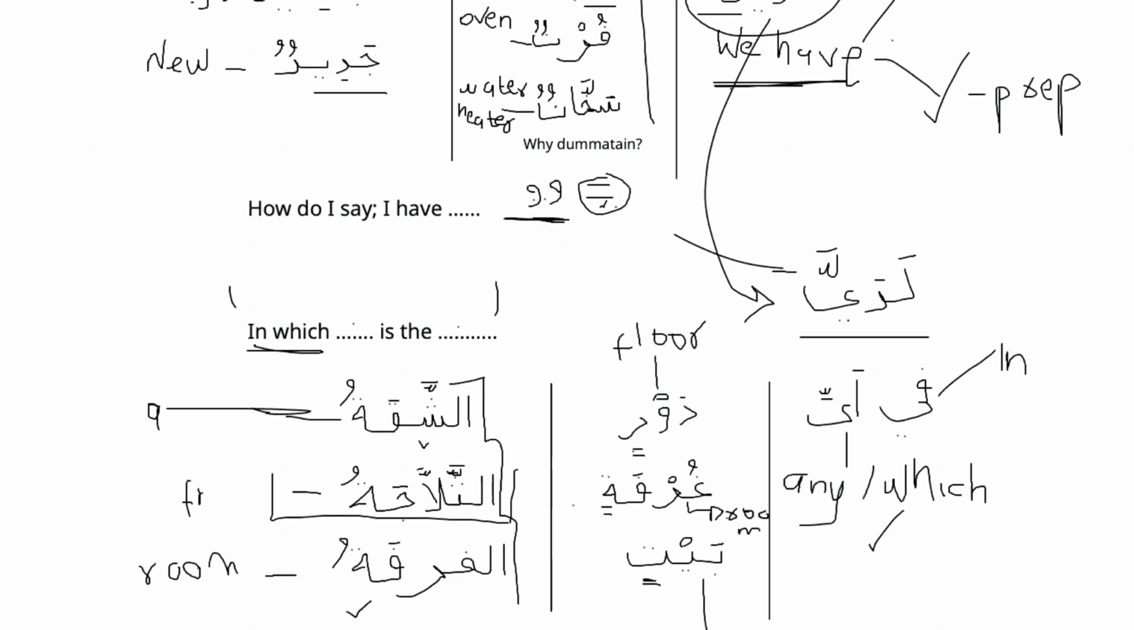And also you can ask questions of the form in which dash do we have dash. Okay, so in which house is the room? You can ask in which house is the fridge. You can ask in which room is the fridge in Arabic. So that's it for this lesson.